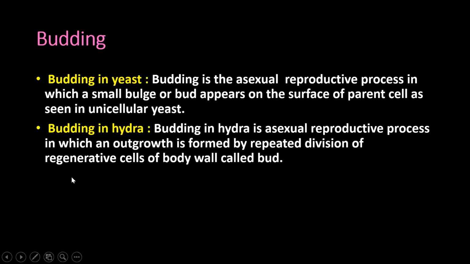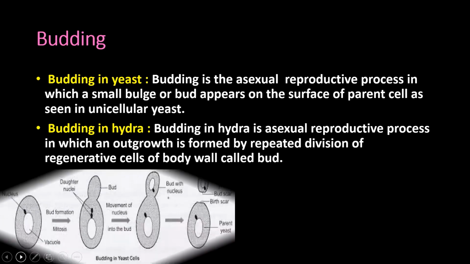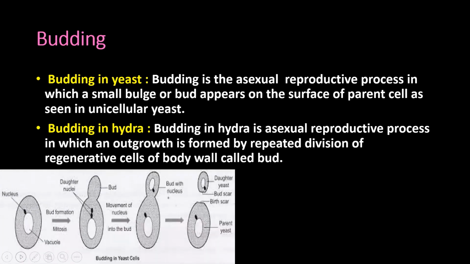Budding in hydra. Budding in hydra is another asexual reproductive process in which the outgrowth is formed by repeated division of regenerative cells of the body wall. What are regenerative cells? Cells that are generating again and again. And what is repeated division? Getting divided again and again. So in hydra, it's a process in which an outgrowth is formed when the regenerative cells of the body wall of the hydra divide again and again.